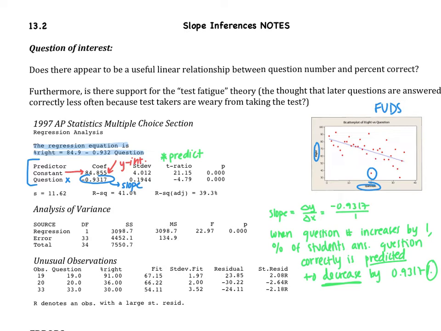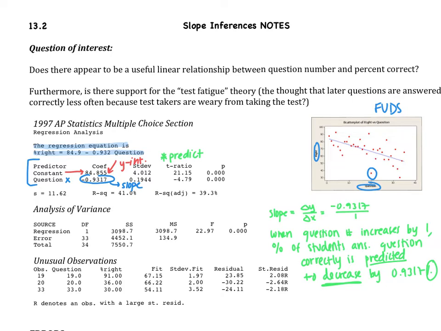I'm not going to do the y-intercept. The y-intercept is the predicted y when x is 0. So for question number 0, we predict 84.855% of students to answer that question correctly. Good so far? Okay.